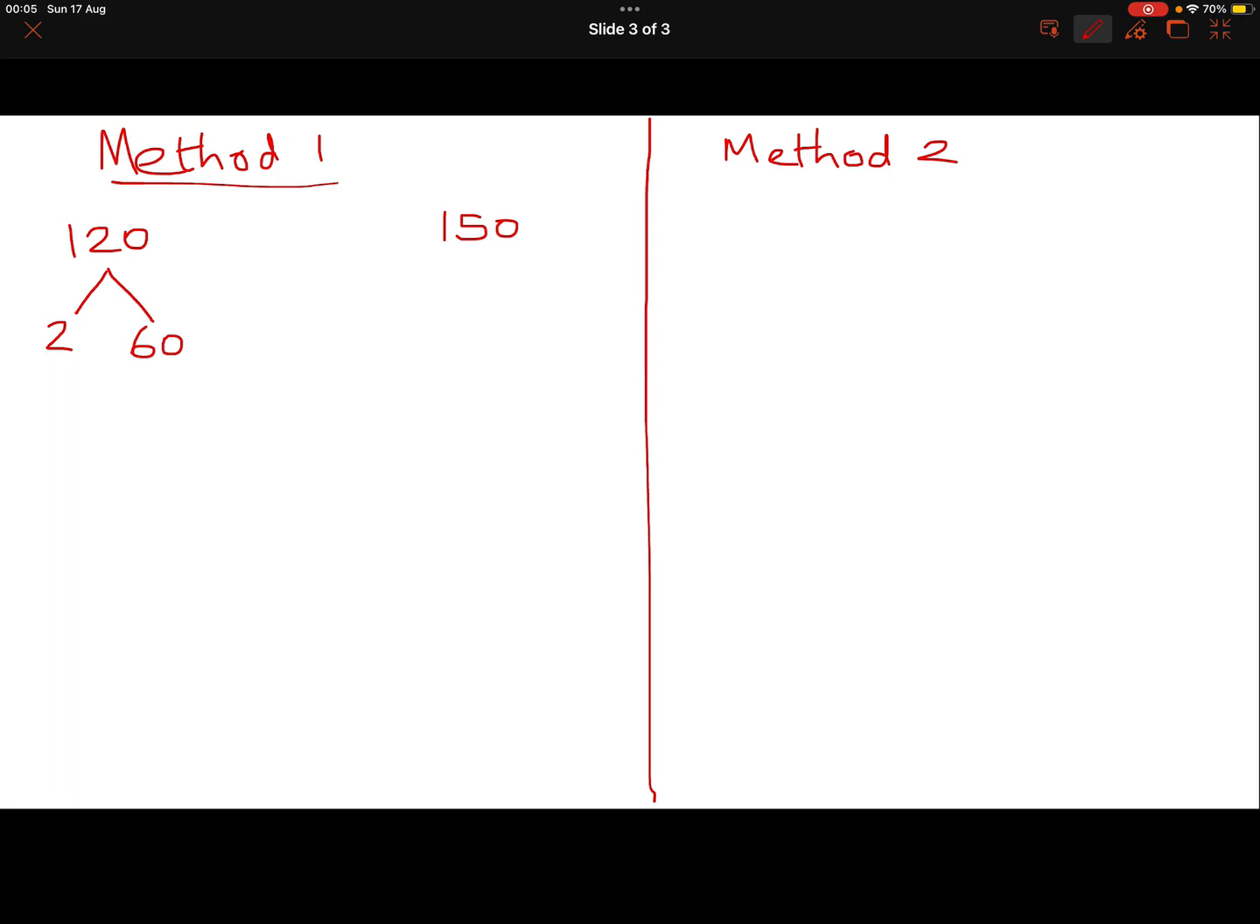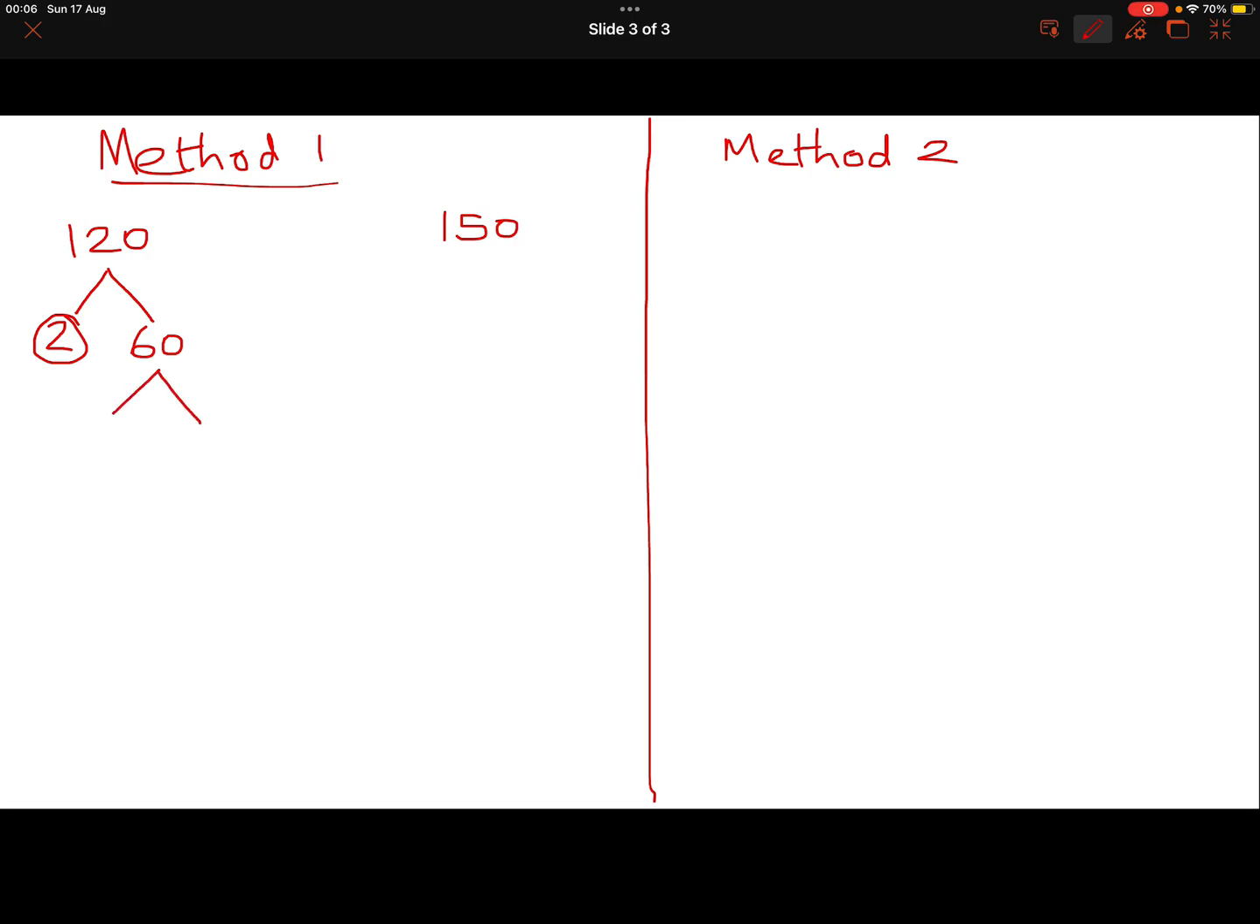Once you split them into two numbers multiplied together, what you have to do is circle any numbers that are prime. Once again, a prime number is a number that can only be divided by 1 and by itself. So in this case, 2 can only be divided by 1 and by itself. That means 2 is a prime, so we can circle it. The other number that we couldn't circle, we need to break down even further.